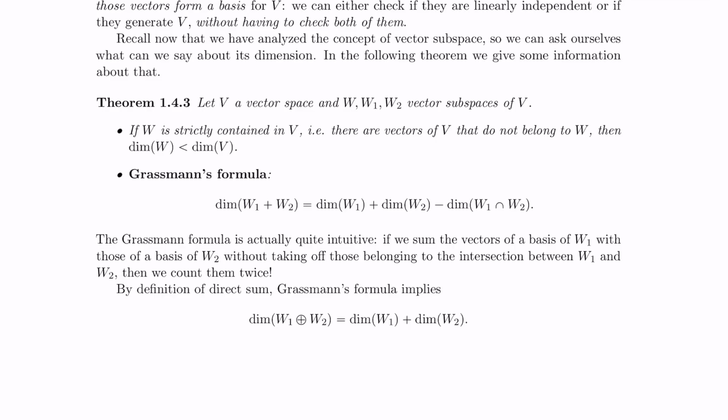However, the result is intuitive. In fact, if we count the basis vectors of W1 and W2 without taking out those belonging to their intersection, then these last vectors are counted twice. This is the reason why this last term appears.